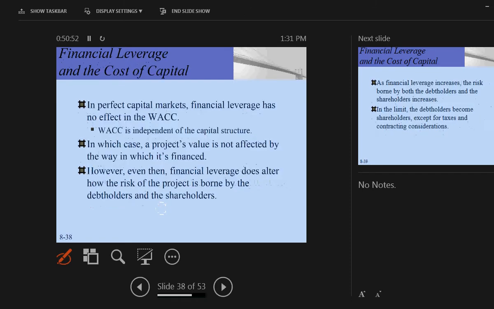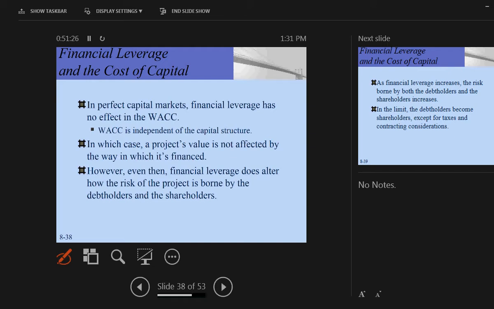All right. So in a perfect capital market, the financial leverage has no impact on the weighted average cost of capital. We've already established this. So WACC is independent of capital structure, in which case a project's value won't be affected by the way in which it's financed. So it really doesn't matter whether you finance it by debt only or equity only. However, when financial leverage is there, it's going to alter how the risk of the project is borne by debt holders and shareholders.